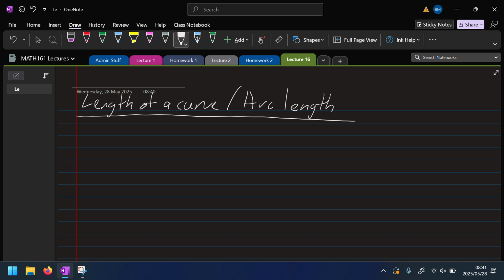We will only be looking at the 2D case, so curves just with x and y. There is a formula for the 3D case, x, y, and z. It's not too different from what we're going to be doing, but that won't be tested. So it will only be the case with x and y. If you're looking at YouTube videos, they might have x, y, and z. You can just ignore that z part.